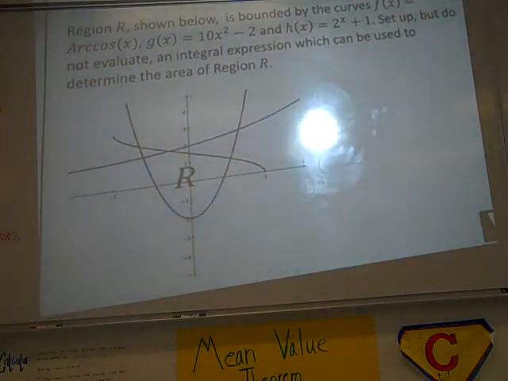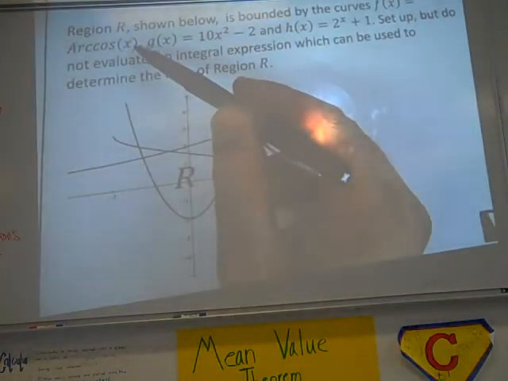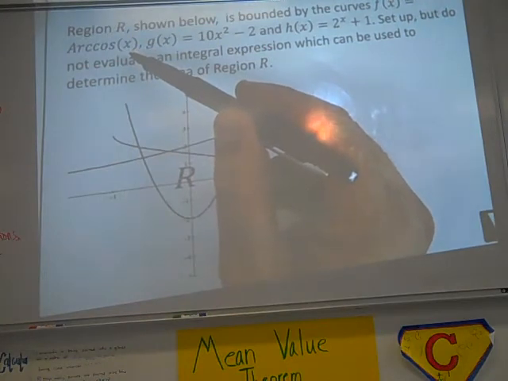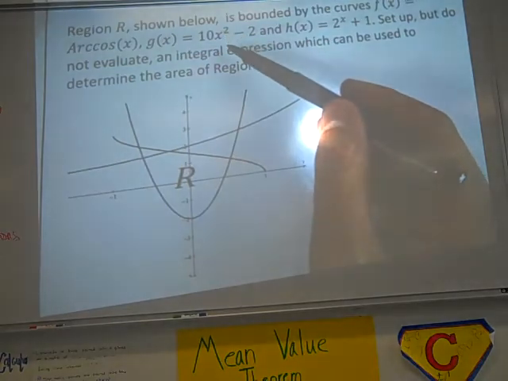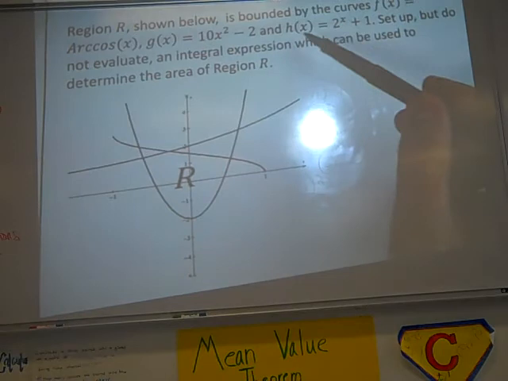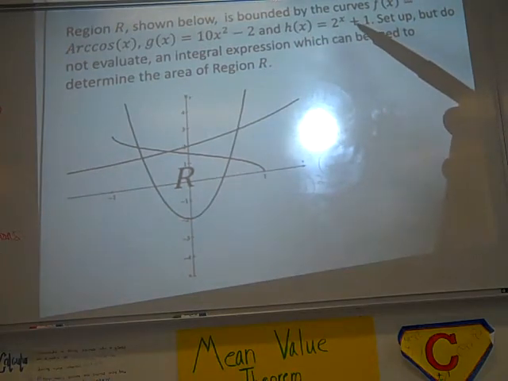So this first question we're going to look at, we have a region R shown below. If I haven't said so yet, this is a calculator active question. It's bounded by 3 curves. We have f of x is arc cosine. Now, if you don't remember exactly what arc cosine looks like, don't worry. This is something that you are going to graph on your calculator. We have the function g of x equals 10x squared minus 2. That's a parabola. We have h of x equals 2 to the x plus 1.